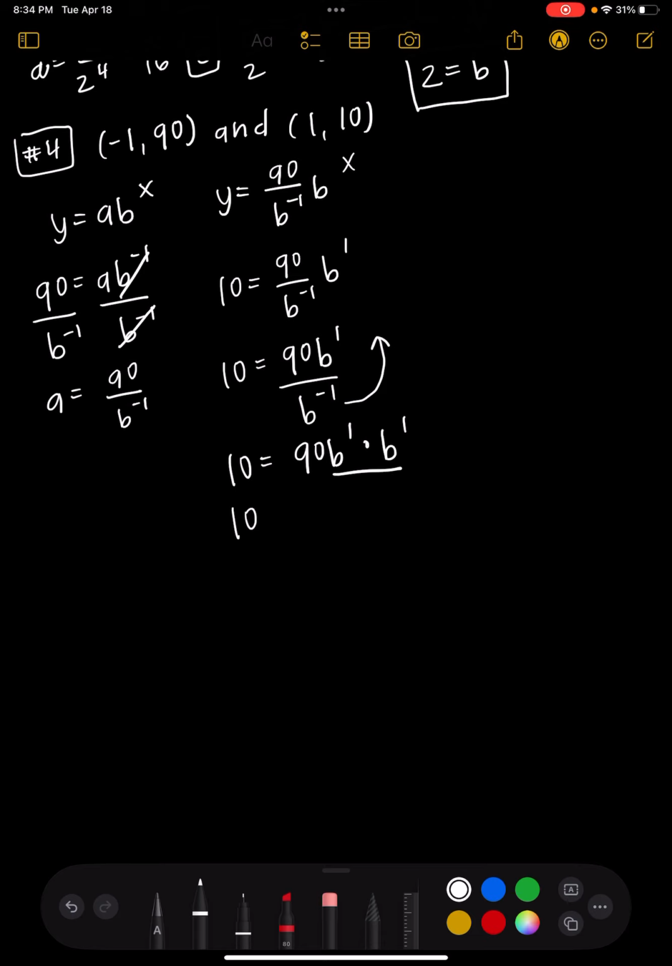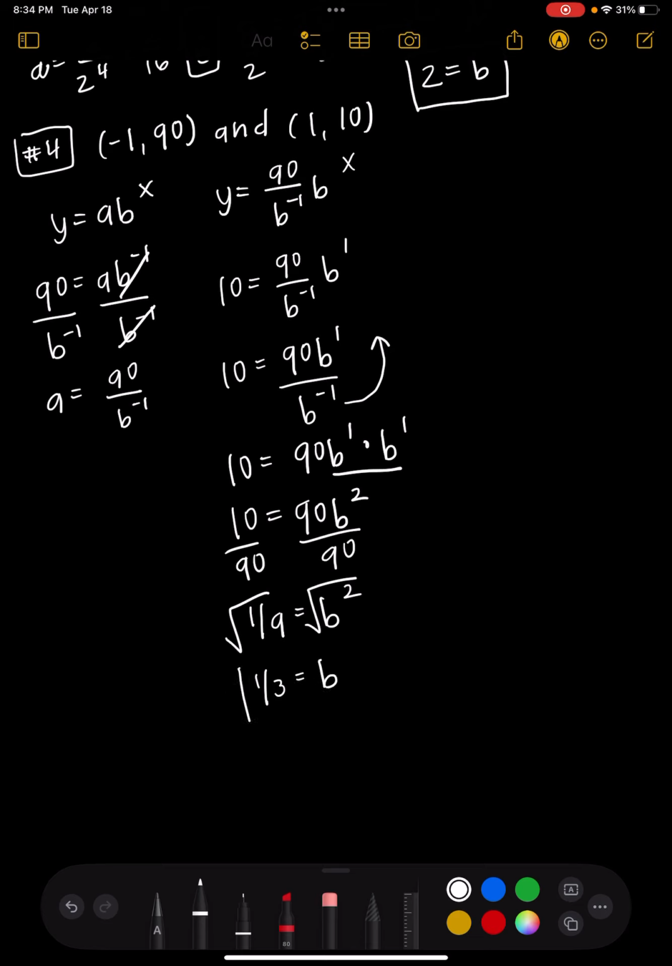which means I can actually simplify these b to the power of 1s, and I get 10 is equal to 90 times b to the power of 2, because when you're multiplying numbers with exponents, you can just add the exponents. Okay, so now we still want to solve for b. So I'm going to divide each side by 90. 10 divided by 90 is 1/9, so I get 1/9 is equal to b squared. And then to get rid of the squared, we square root. So I get 1/3, because the square root of 1/9 is 1/3, is equal to b.